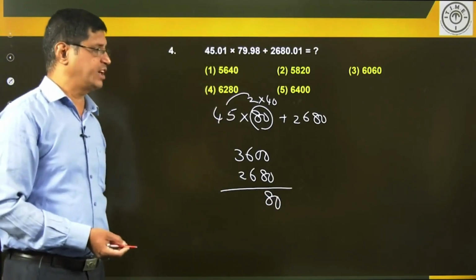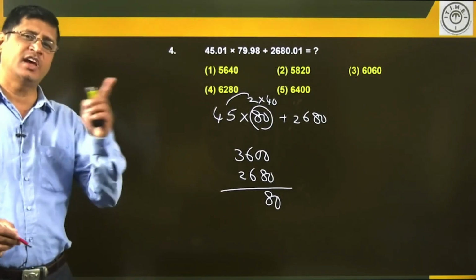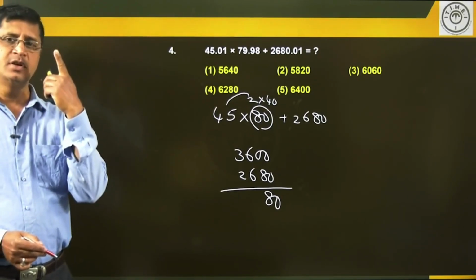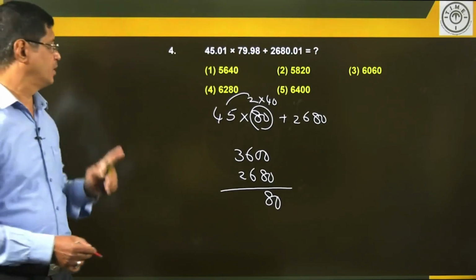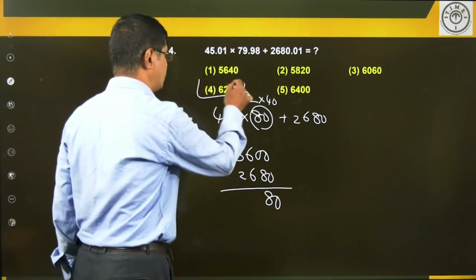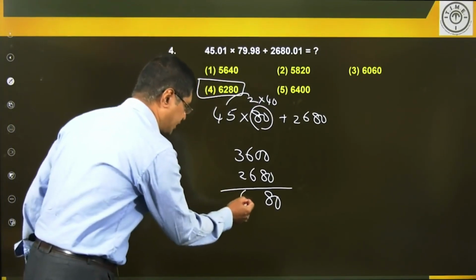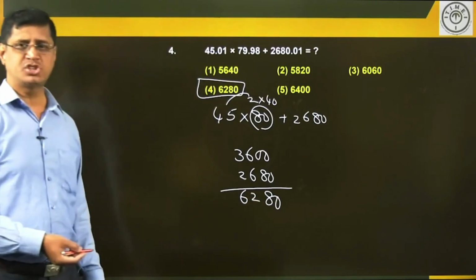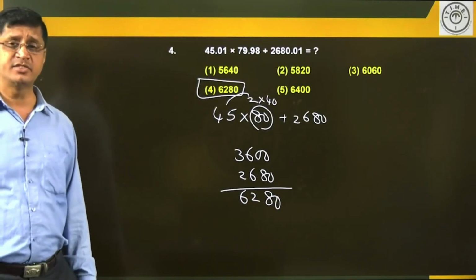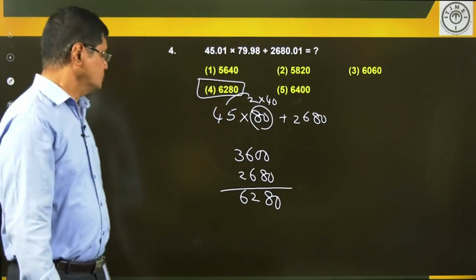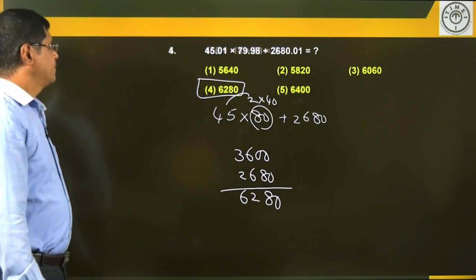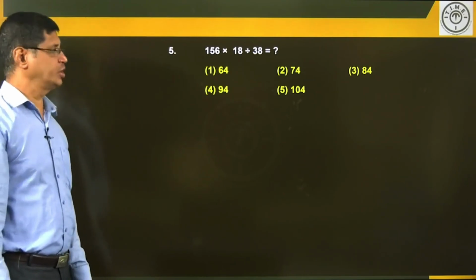Last 2 positions, 80. How many options end with 80? Only one option. That is choice number 4. You can mark the answer as choice 4 directly. If you want to find it, just add the remaining. When you add, it will give 62. So the right answer is 6280. Okay. Now look at the next question on your screen.